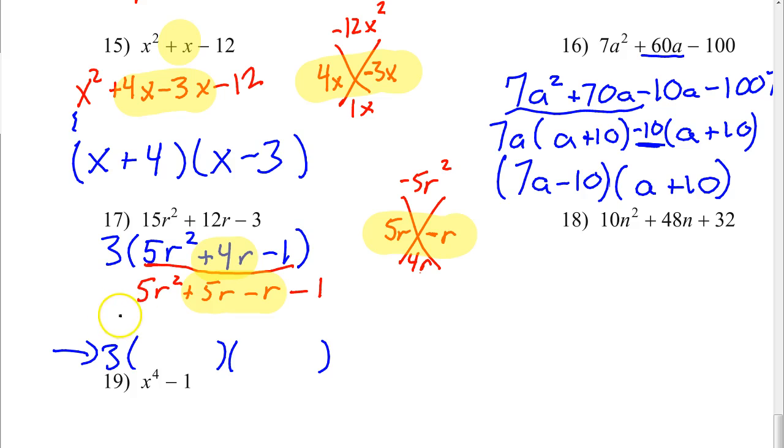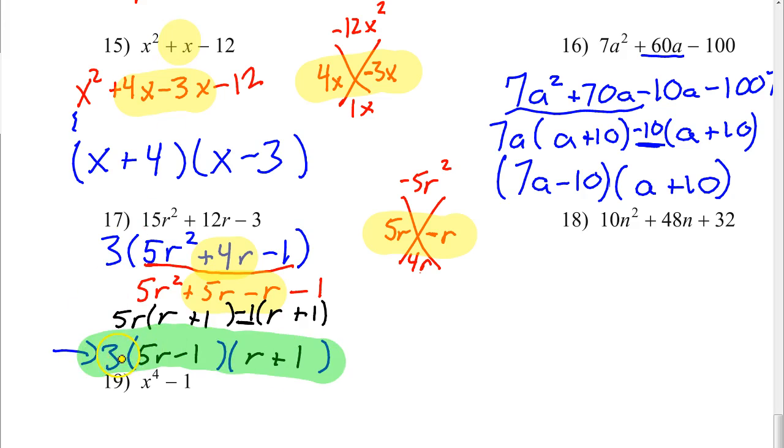Right. You can do your grouping here. First term, we'll get r plus 1. This one is also r plus 1. To get this to work, we need a negative 1 to give us negative r and negative 1. So we got 5r minus 1 and r plus 1, with a 3 in front. Got to have that 3 there for it to be correct. Because if we multiply this back together, it has to equal this 15. Without that 3, we just have 5r and r, which does not multiply to 15r.